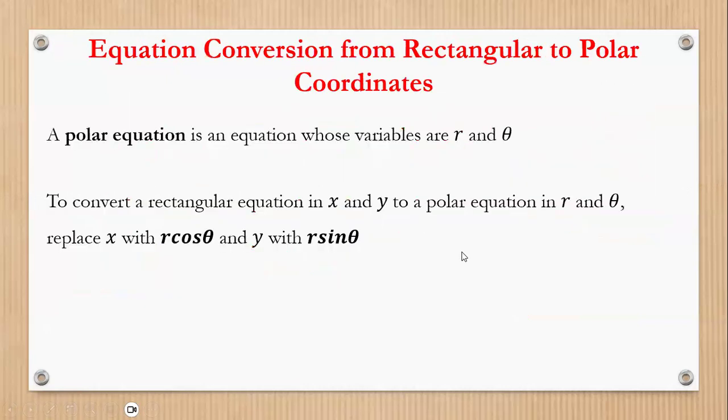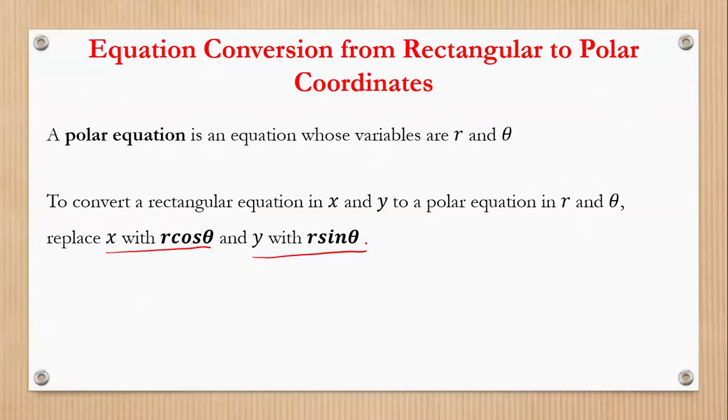We can also convert a rectangular equation to a polar equation, or vice versa, or a polar equation to rectangular. Everything is the same as the points. If you have a rectangular equation, which is in terms of x and y, and we want to convert it to the polar equation in terms of r and theta, we are going to replace the x by r cosine theta and y by r sine theta.